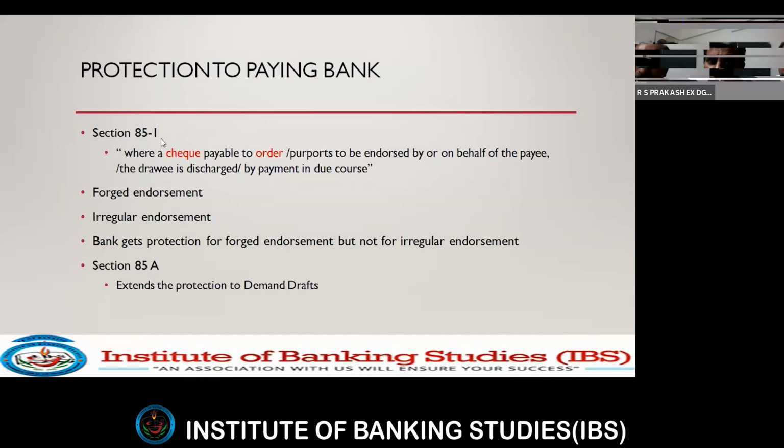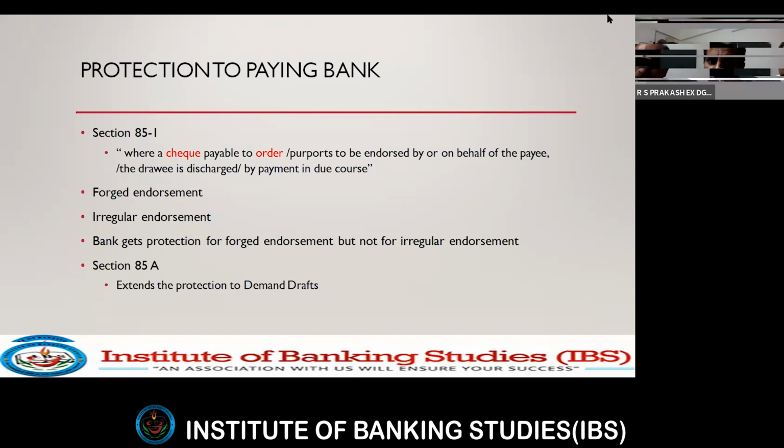Okay, Section 85. Section 85 also extends the protection to demand drafts, because demand drafts and banker's checks are nothing but the same. Arun Kumar, once again, what do you want, Mr. Arun Kumar? Irregular endorsement and forged endorsement or something else? Forged endorsement is an endorsement by somebody who is not the payee or who is not the endorser. But irregular endorsement is one which can be seen.